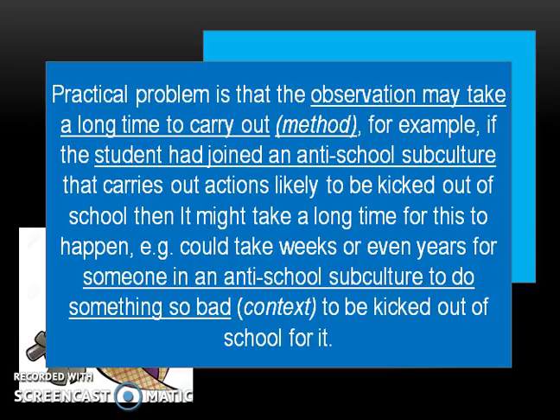So basically what they're doing here, in the second part of the paragraph, is justifying the method issue, a long time to carry out. They've tried to apply it to the context with a characteristic, being anti-school and doing something so bad, that events like this might occur over a long period of time, which confirms the problem of observation being time-consuming.